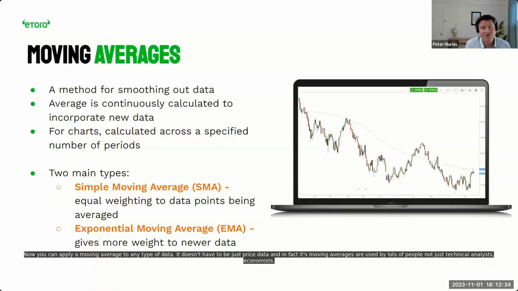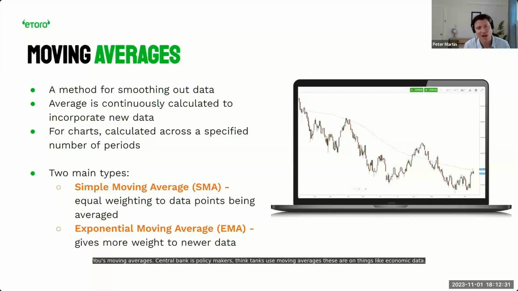In fact, moving averages are used by lots of people, not just technical analysts. Economists use moving averages. Central bankers, policy makers, think tanks use moving averages. They use it on things like economic data, and they use it for the same purpose that we're going to use it, which is to try and smooth out data. One of the things we talked about last week is that fluctuations, oscillations, and price noise can make it hard to see what's going on. So smoothing that out can help us see the bigger picture.